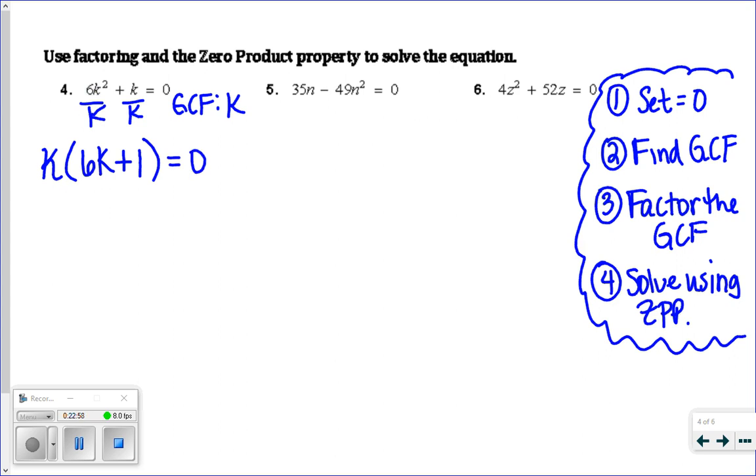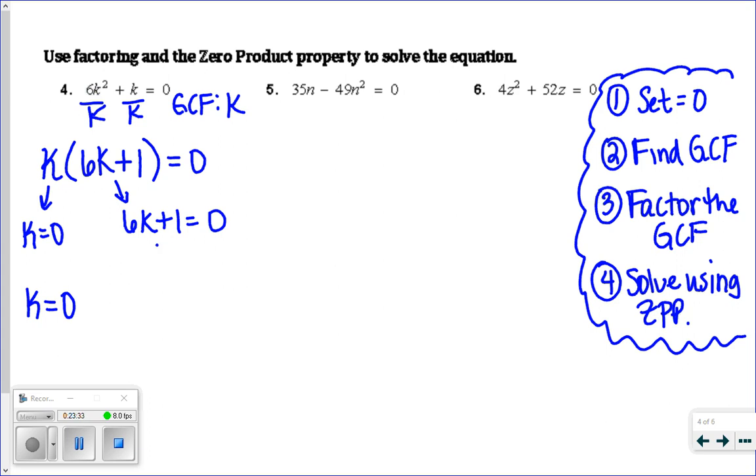As soon as you write this, guys, it becomes like yesterday's lesson. If k times (6k plus 1) equals 0, then the only time that is going to be true is if either this factor is equal to 0 or this factor is equal to 0. And then you solve each little mini equation individually to see what your solutions are. The first one is already essentially solved for us. k was already by itself. So one solution is when k is 0. When k is 0, this equation is true. So that is one of the solutions.